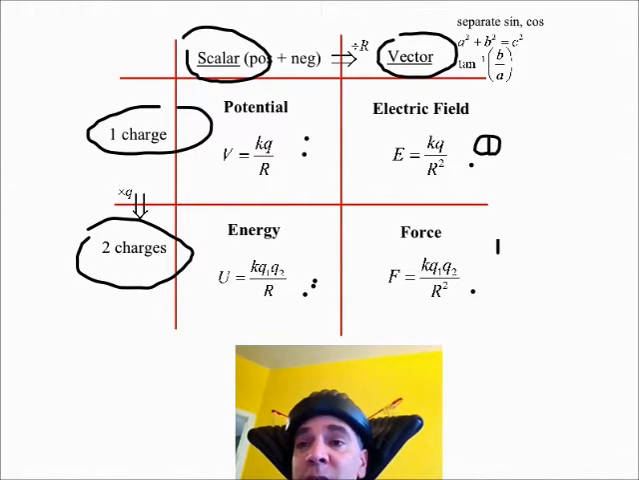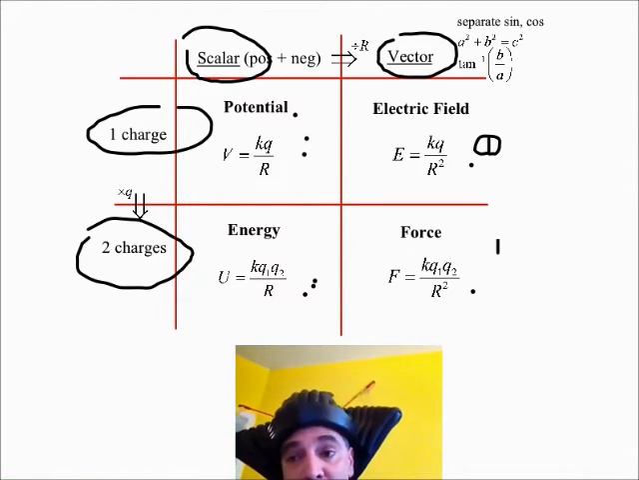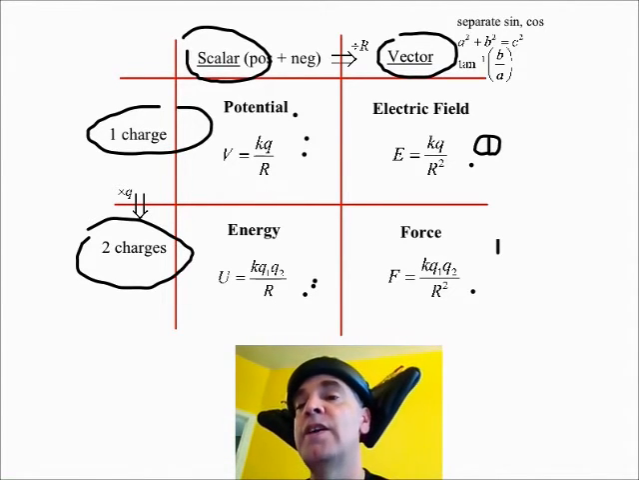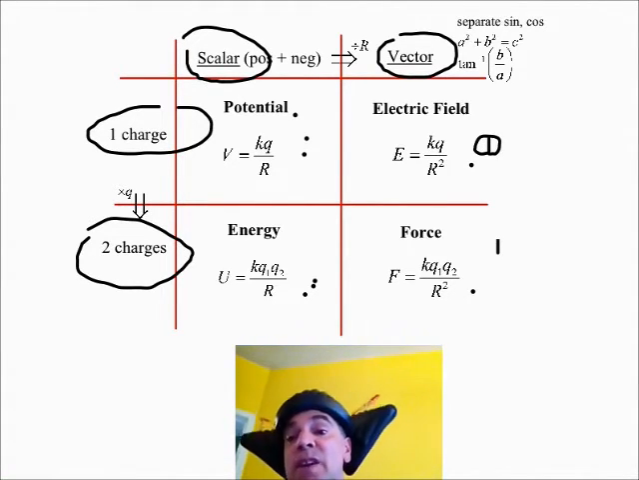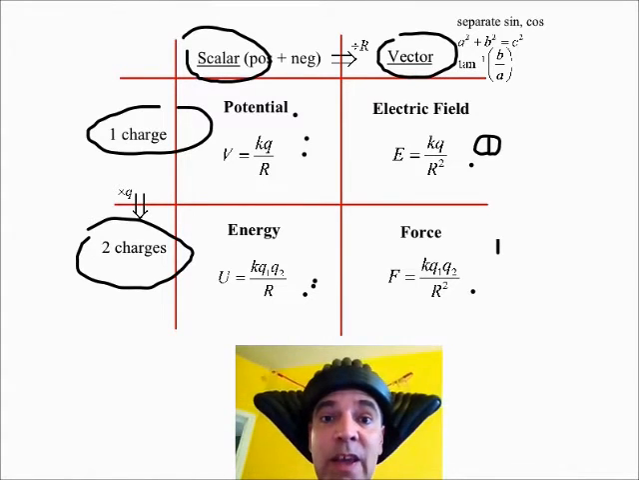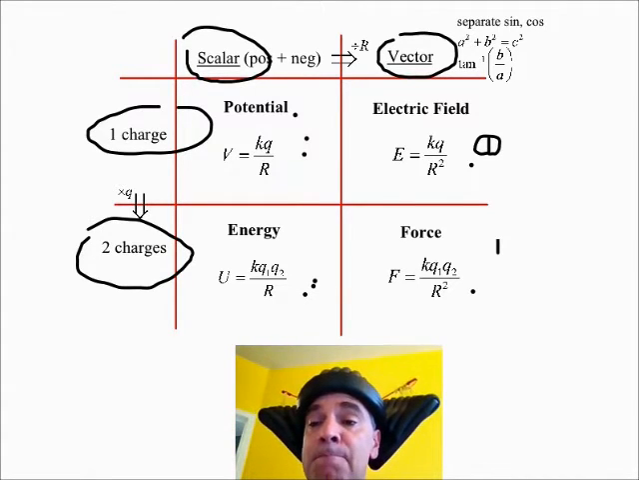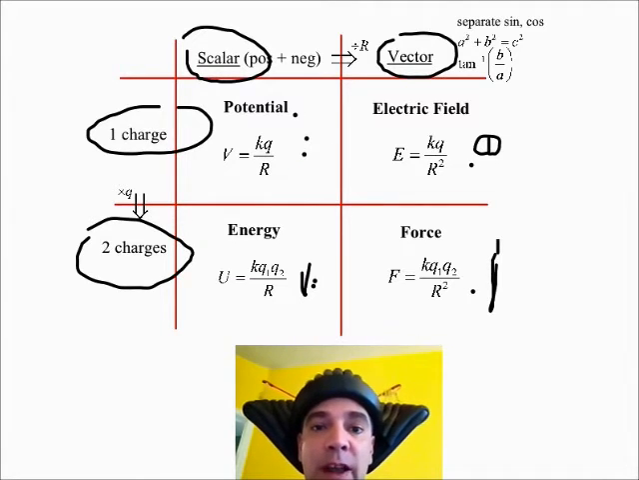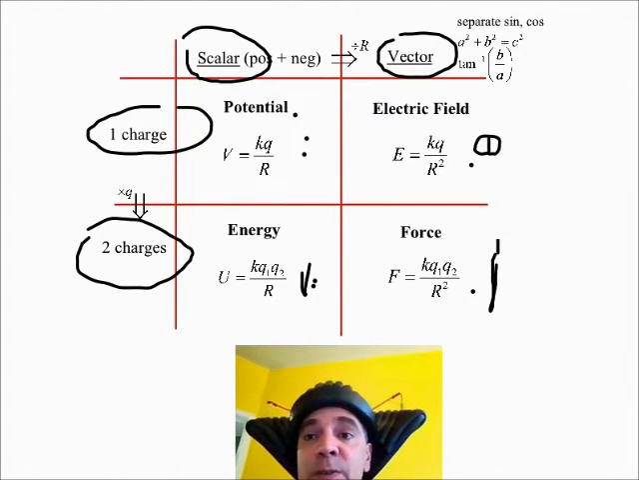Potential and electric field are the ones that we use to calculate the other one, and those only have Q in them, not Q1 Q2, because we're setting it up and we want to be able to put a charge in there and figure it out really quickly for a lot of different things. And the things that have two charges are the ones that we actually use mostly in problems where we're going to other types of energy other than electrical energies and forces.